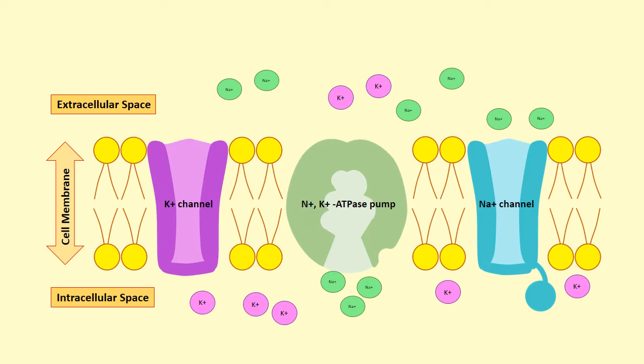Voltage-gated sodium channels have two gates, the activation gate and the inactivation gate. Voltage-gated potassium channels have only one gate. When a cell membrane is in the resting state, the potassium channel gate and the sodium channel activation gate are closed, while the inactivation gate is open.